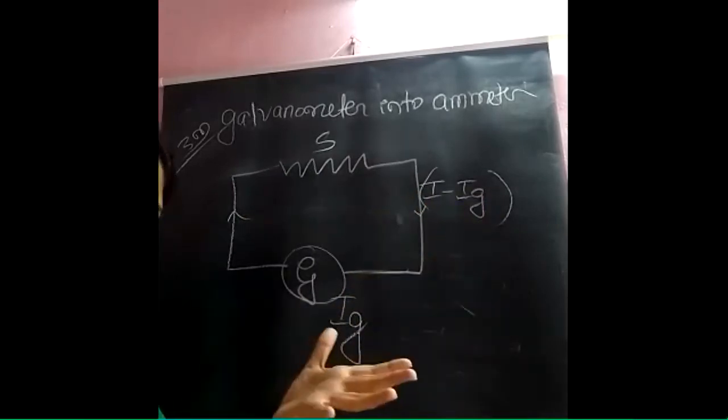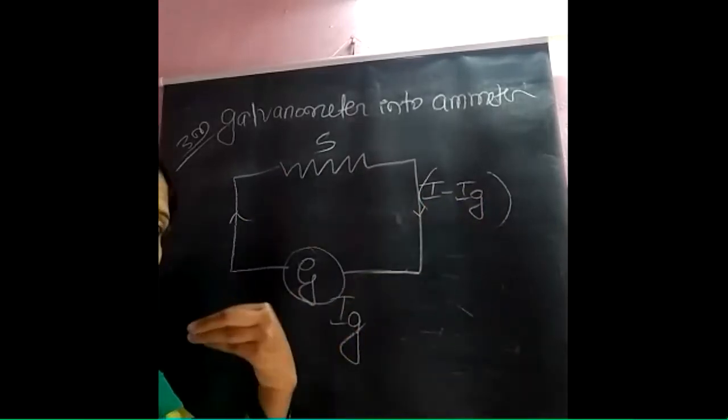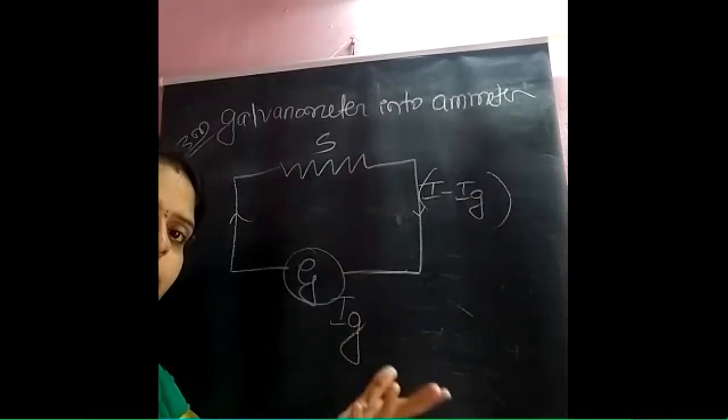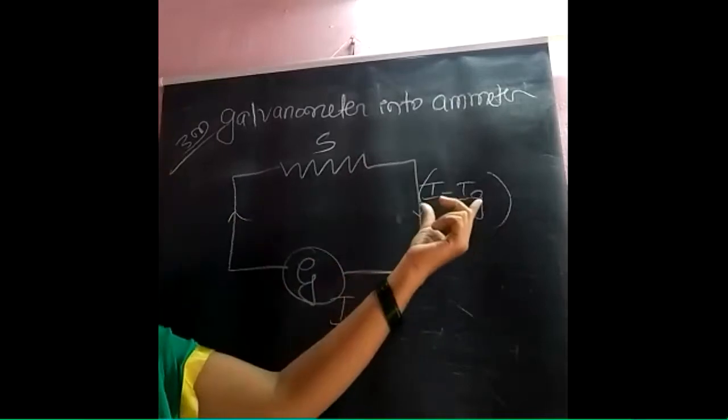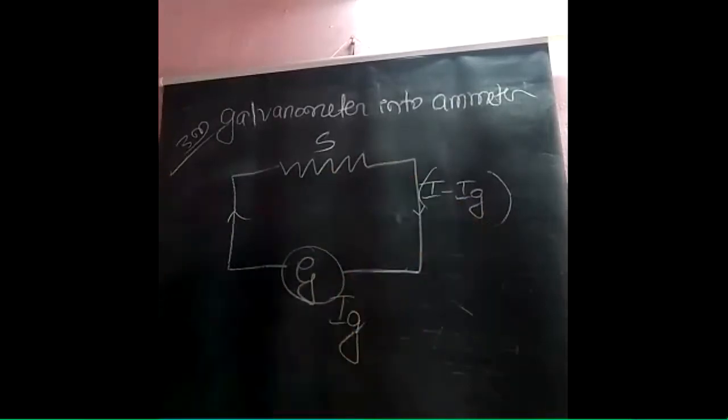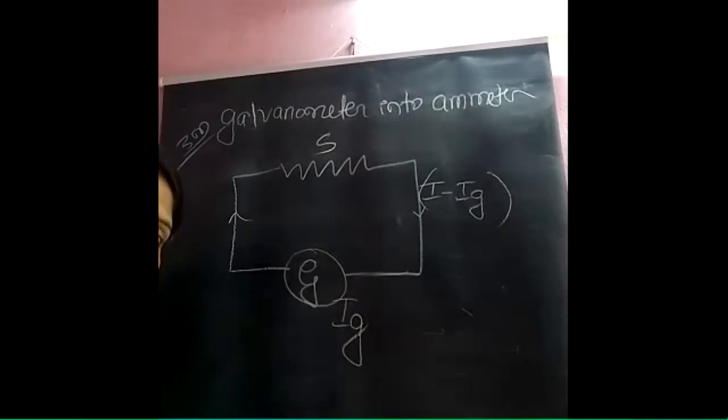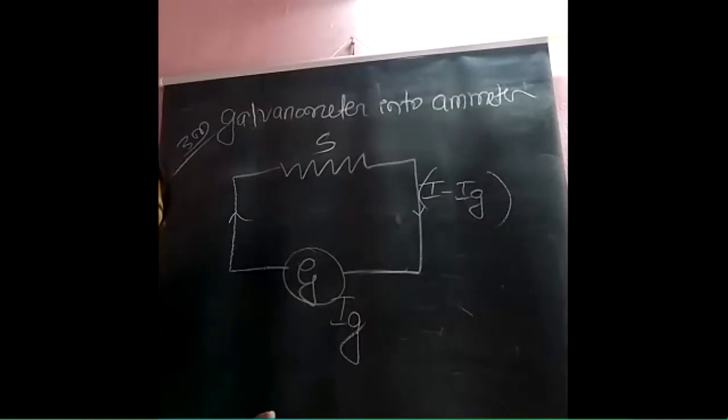That means 5 ampere is flowing now, through the galvanometer 2 ampere. So 5 minus 2, that is nothing but 3. Like that you are taking the value of current through the S resistance. Right? So this S resistance is a low resistance.